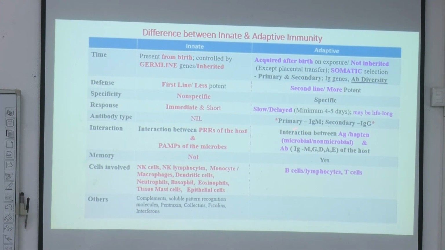Regarding specificity, there is no specificity in the innate system. Microbe, virus, bacteria, parasite, whatever enters, it will try to engulf. So it is non-specific. In contrast, the adaptive response is specific.